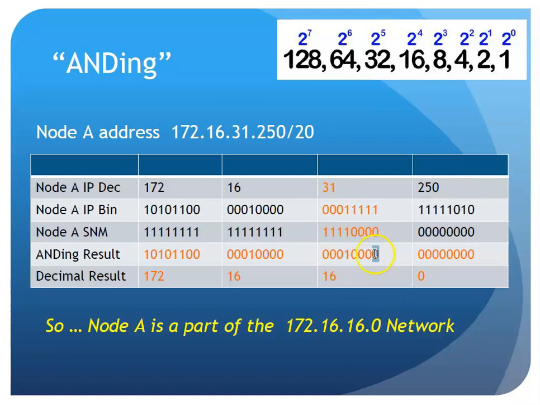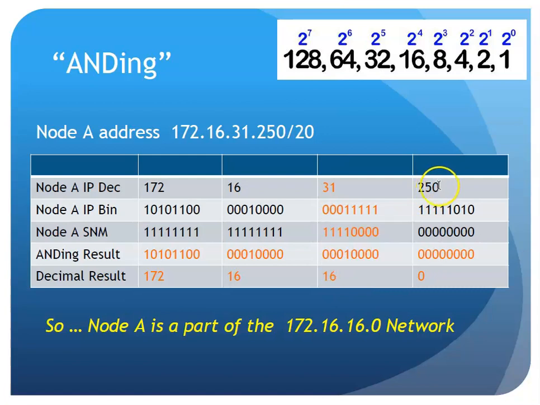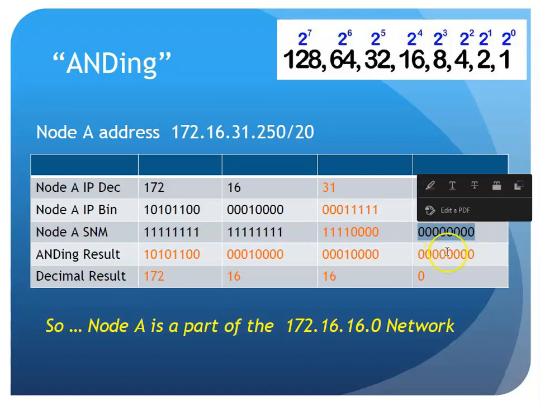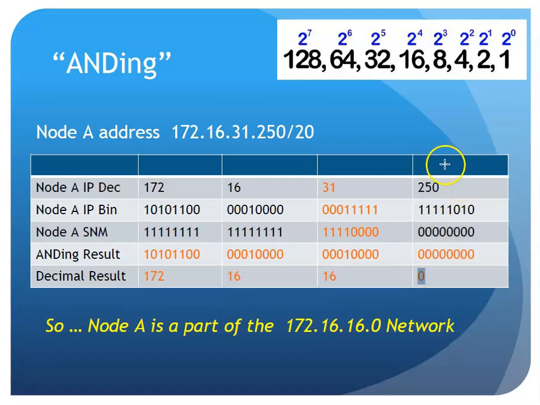That, when I write it out in decimal, is 16. So what that tells me so far is this address 31 belongs to the 16 subnet or 16 network. That's what that's telling me. The 250 over here, ANDed with all zeros, is going to yield 0. So the host portion, all these remaining pieces out here, these 4 bits here and these out here, all those literally turn the host portion to 0. That's what the ANDing's doing.